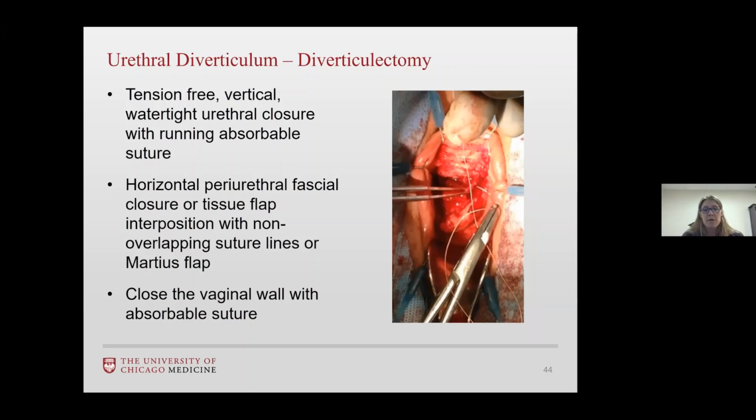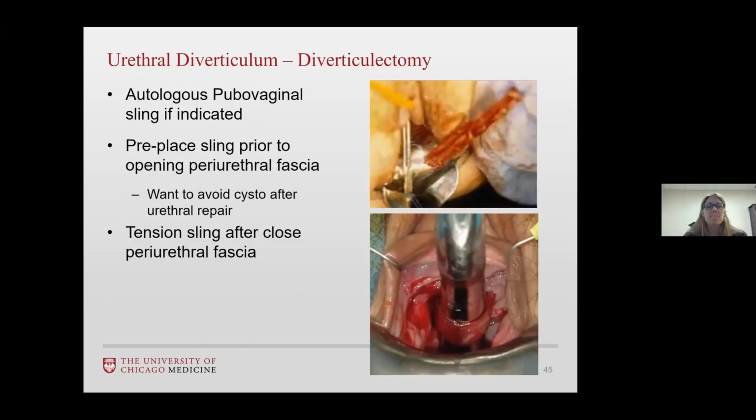Or the tissue flap interposition with a Martius flap if you don't have good periurethral fascia. And then you're going to close your vaginal wall with absorbable suture. And especially if you do that inverted U, it's going to flap up and over where your incision is. So that's a really nice way of getting your vaginal closure done, again, to minimize the risk for urethrovaginal fistula as much as possible.